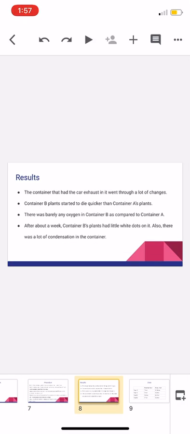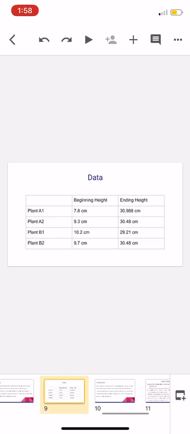The result was that the container that had the car exhaust in it went through a lot of changes. Container B plants started to die quicker than container A plants. There was barely any oxygen in container B as compared to container A. After about a week, container B plants had little white dots on them. Also, there was a lot of condensation in the container.